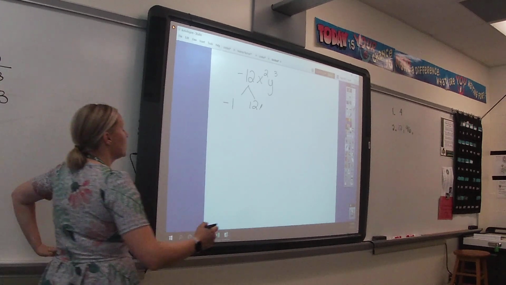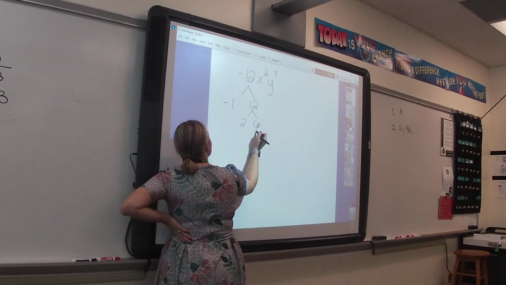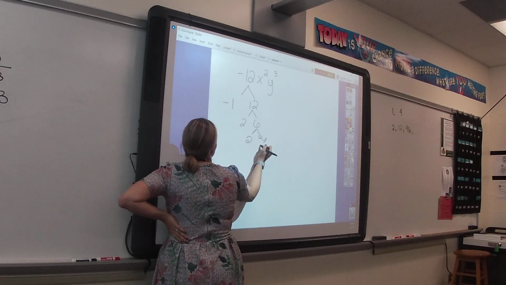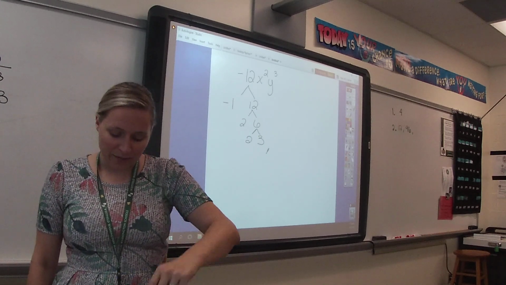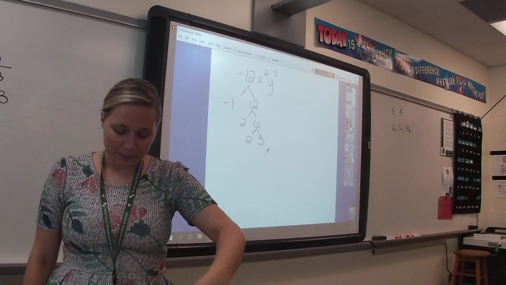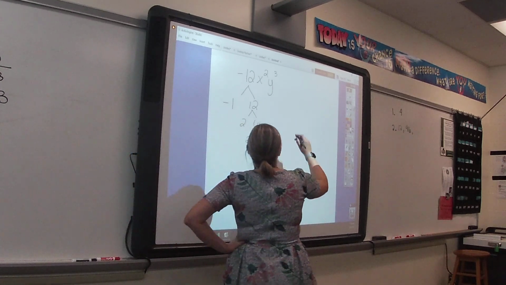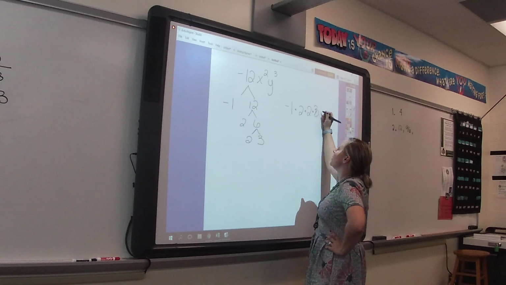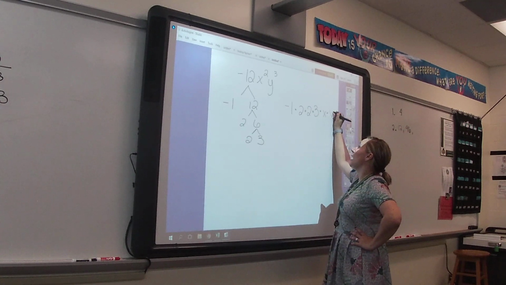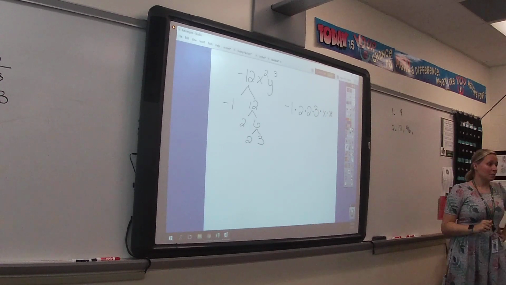Okay, so what does 12 split into? 6 and 2. What does 6 split into? 3 and 2. Okay, so now we have this added dilemma because now we have some variables we need to deal with. How do we prime factor x squared? Okay, so x squared is going to be x times x.